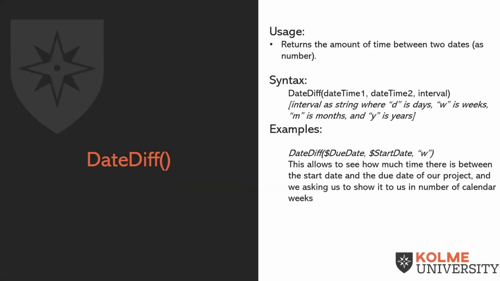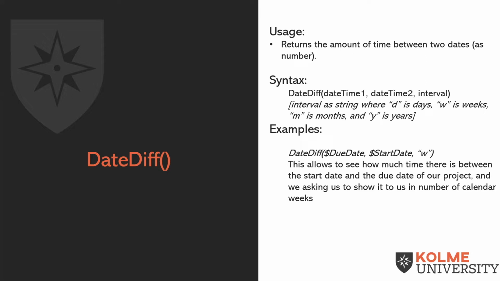Exactly. So DateDiff returns the amount of time between two dates, and it returns it as a number. Right. So you specify what that interval means, whether it's a day, week, month, or year, and the function will return an integer or a number.